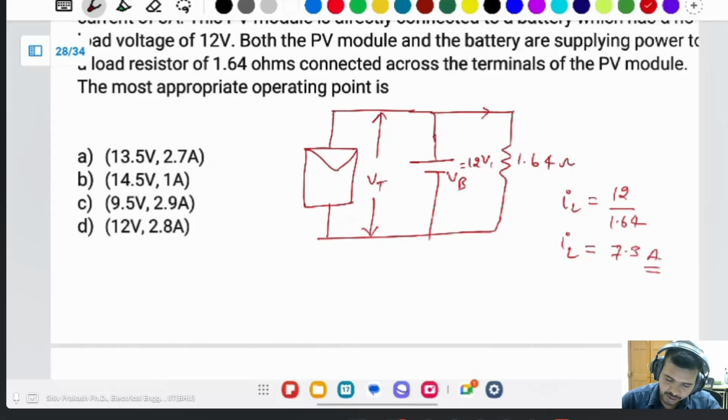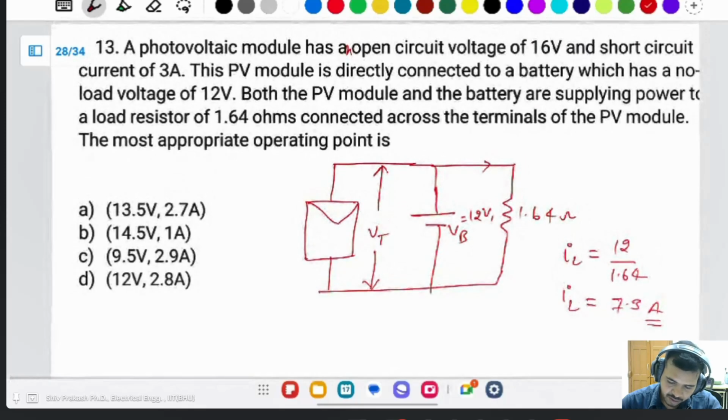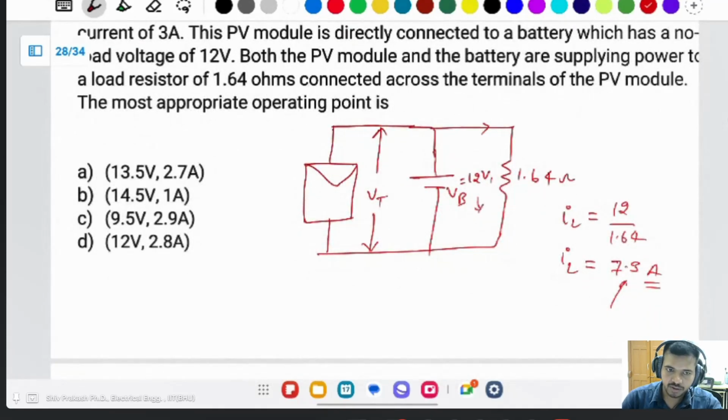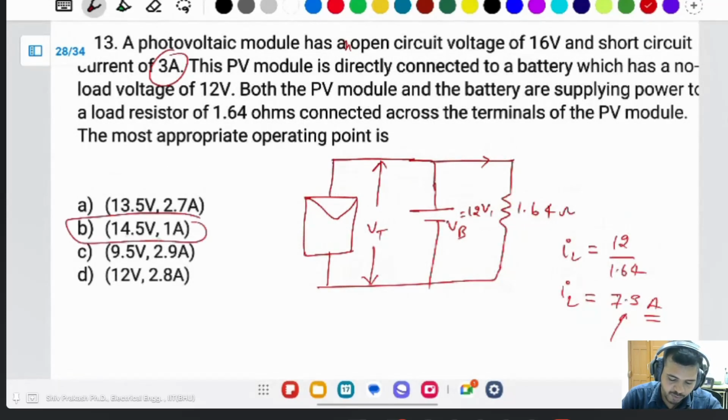Seven point three ampere. If there is a 12 volt operating supply and the current is 7.3, then definitely this will be charging from the panel. It should be greater than the 12 volt of VT. Then the appropriate point is given, maximum is at 3 ampere.